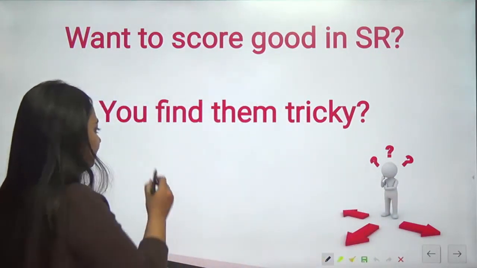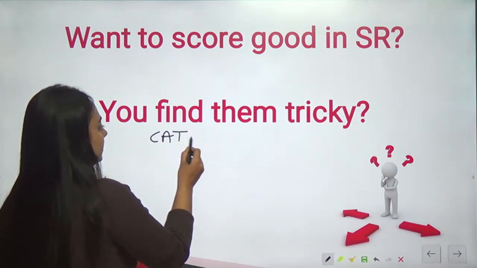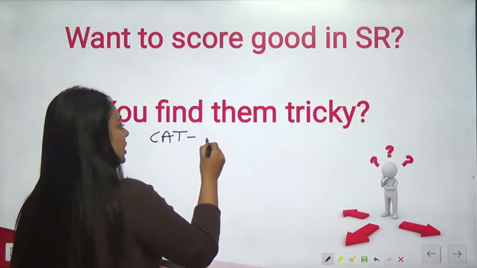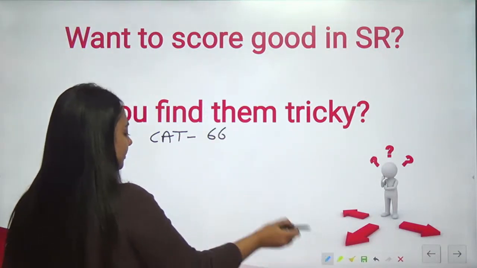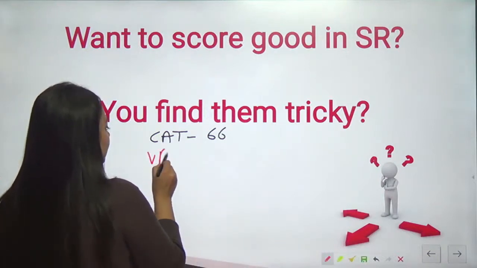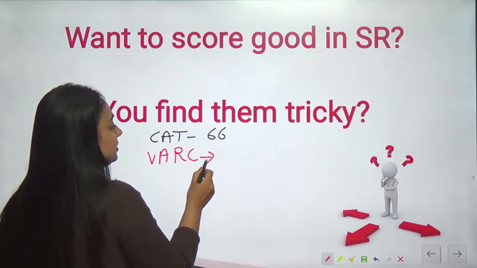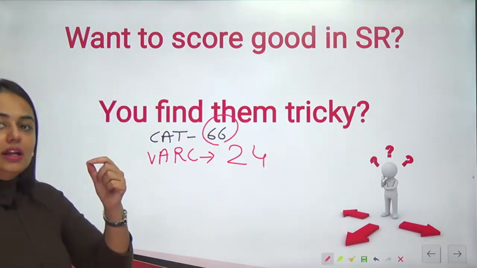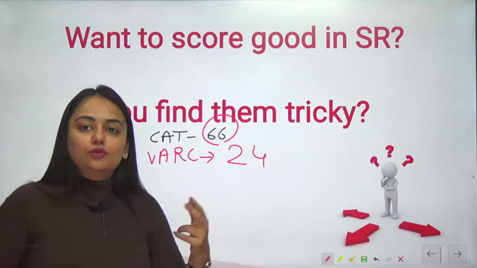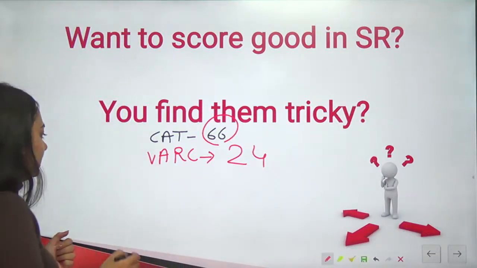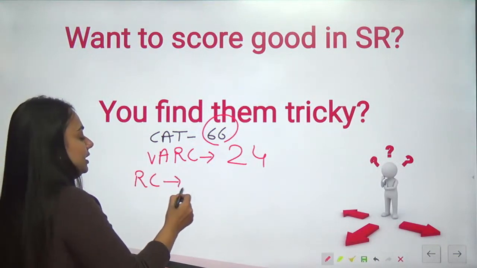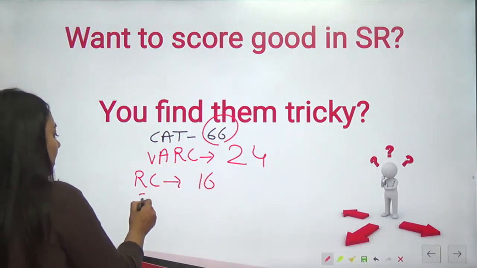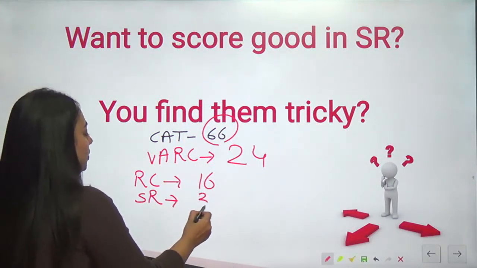So if you look at the pattern of the CAT exam, you get your three sections, quant, DI, and verbal. So in total, 66 questions. From your VARC, which carries maximum weightage out of these 66 questions, you get 24 questions. Now let's see how many questions do you get from different areas of the verbal ability section. You will get 16 questions of RC, 4 RCs, 4 questions each. From sentence rearrangement, you will get 3 questions.